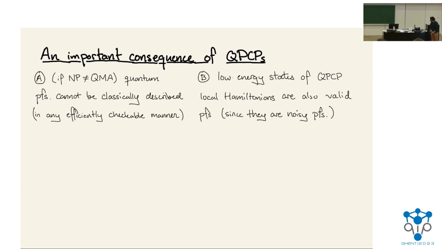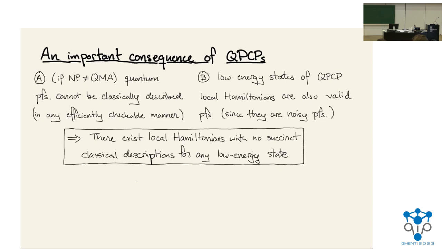So let's look at the two ideas that we brought up before. One was that, assuming NP doesn't equal QMA, the quantum proofs cannot be classically described. And the second was that because of the quantum PCP conjecture, low energy states are also a valid form of proof. If you combine ideas A and B, you get something seemingly surprising: you must be able to write down local Hamiltonian systems for which classical descriptions don't exist for any low energy state, because the low energy states are proofs, and proofs shouldn't be classically described. And this seems like a tall order to ask.